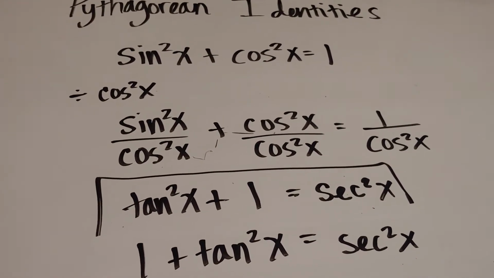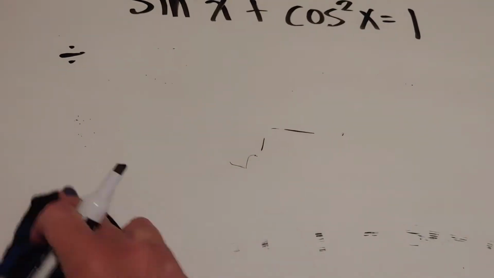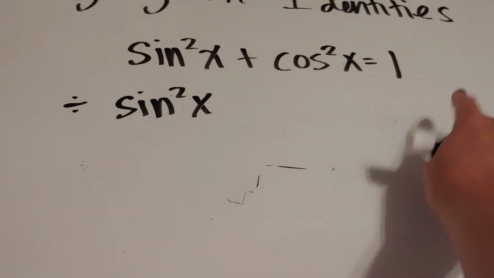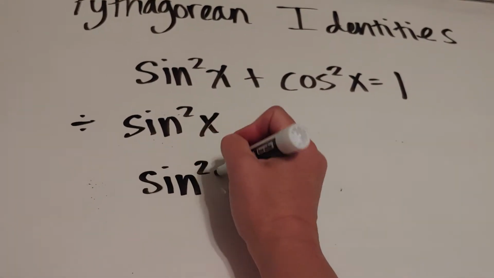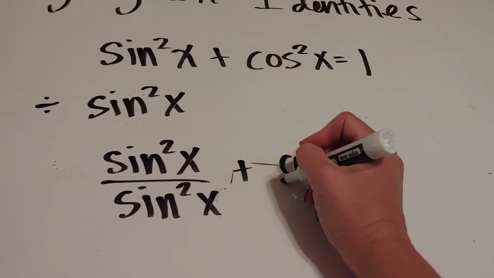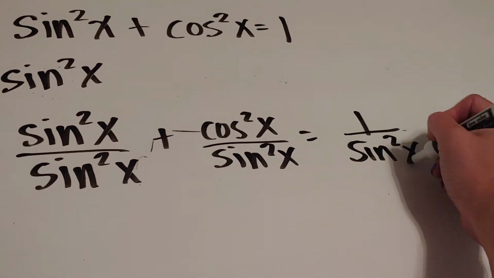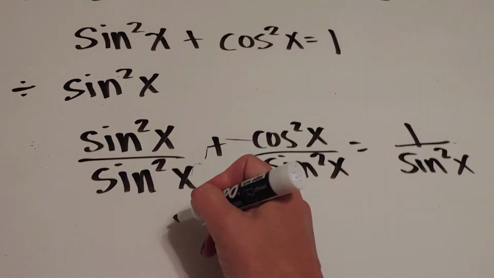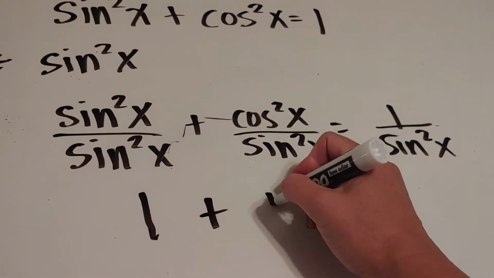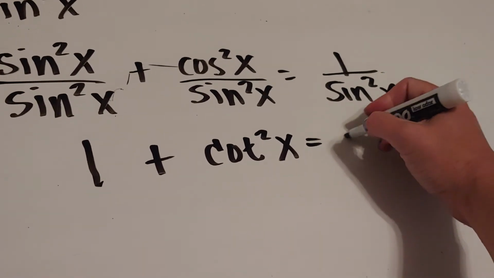The third identity is we're going to go back, and I'm now going to divide everything by sine squared. Okay, so what happens if I divide everything by sine squared? All right, hopefully you're seeing where this is going. Sine squared over sine squared is 1. Cosine over sine is cotangent, so this will be cotangent squared. And then 1 over sine is cosecant, so this will be cosecant squared.